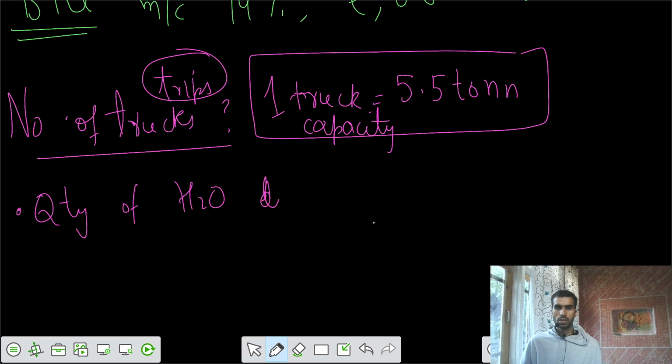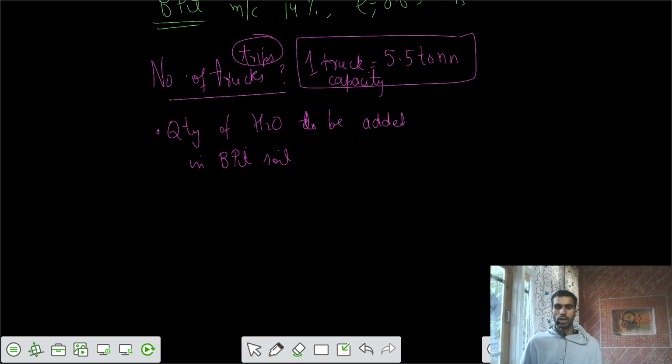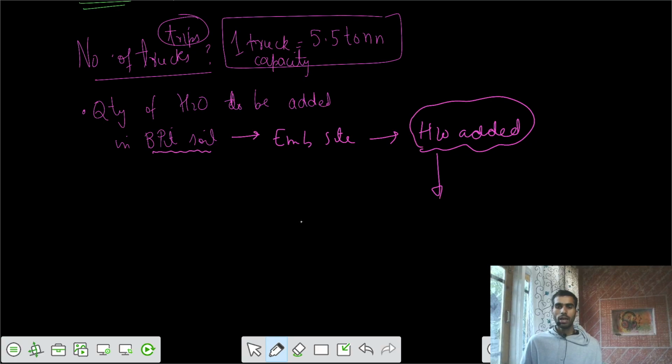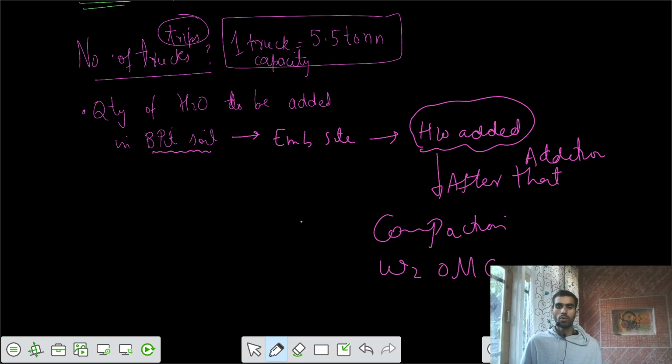to be added in the borrow pit soil that is excavated initially. We have to transfer this borrow pit soil to the embankment side. Then after that we are going to add water. That extra water we have to calculate such that after water addition, we are going to compact the soil at that particular W2 water content, which is the optimum moisture content.